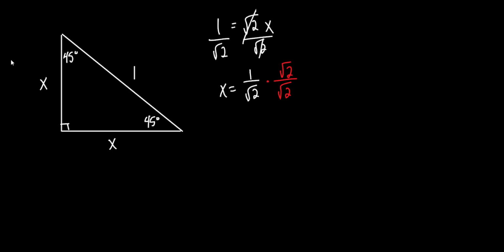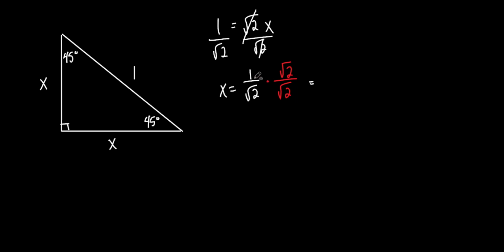Why can I do that? Why can I put square root of 2 over square root of 2 and multiply it? Because what's the square root of 2 over square root of 2? It's a 1, isn't it? What's anything divided by itself? It's a 1. Am I allowed to multiply anything by a 1? Yeah, I can. It's not going to change the value of it, is it? But it changes the look of it. Why does it change the look? Because I'm going to get rid of that square root.